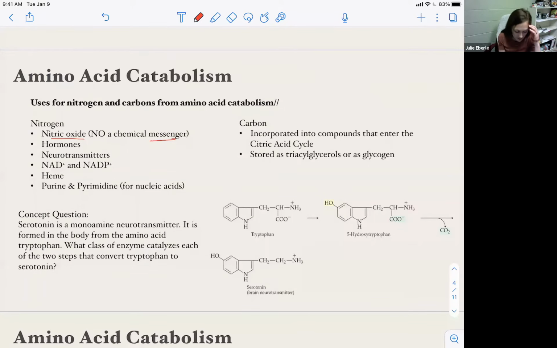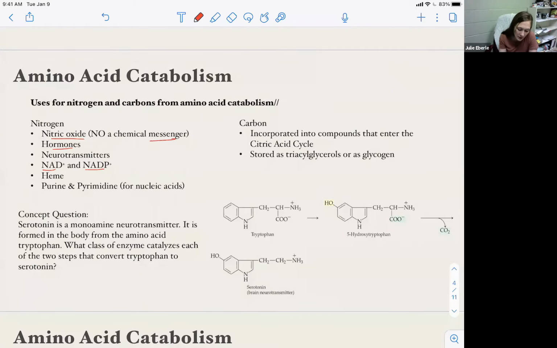It can also be used to make hormones. Okay, those hormones could be different steroid type molecules. It could be insulin, glucagon type molecules, any sort of chemical messenger, neurotransmitters, coenzymes. So the nitrogen could be recycled into or synthesized into those molecules, heme groups, and then pyridine and pyrimidine for the synthesis of nucleic acids. Okay, so there's just kind of an array of molecules that we need the amino groups, the nitrogen from amino acids to build and make in the body.